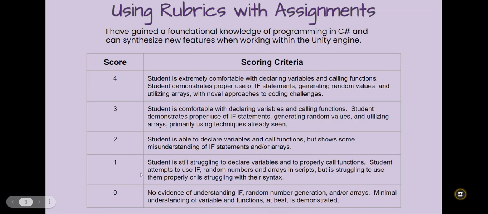And then a 1 is the student is still struggling to declare variables and properly call functions. The student attempts to use if, random numbers, and arrays and scripts, but is struggling to use them properly or is struggling with their syntax. So a 1 kind of encompasses both struggling a bit with the current stuff, but they're also still showing they're struggling with the old stuff that they should have a better handle on now.